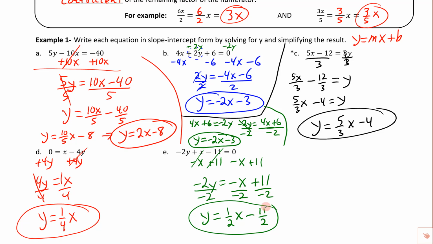Okay, today's assignment is basically just moving things around so that they're in slope-intercept form. So again, our goal is to make them look like this. y equals mx plus b. That's what we want. We just want to know what this number is and what this number is.